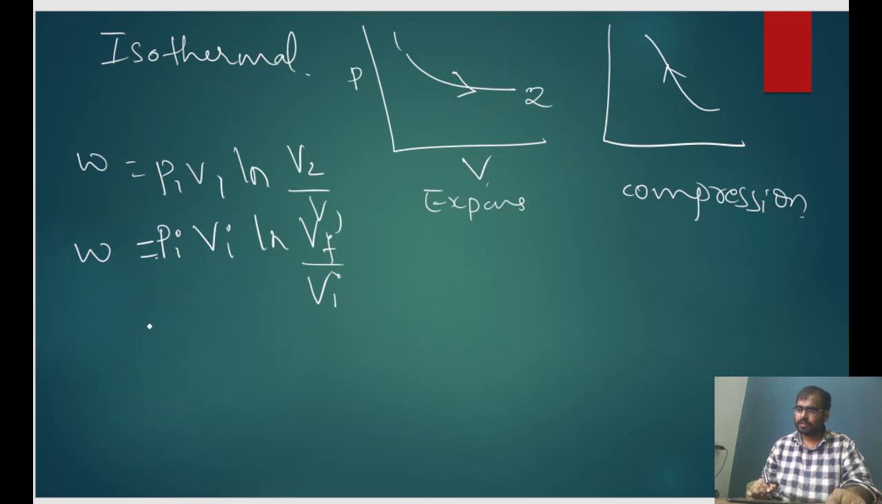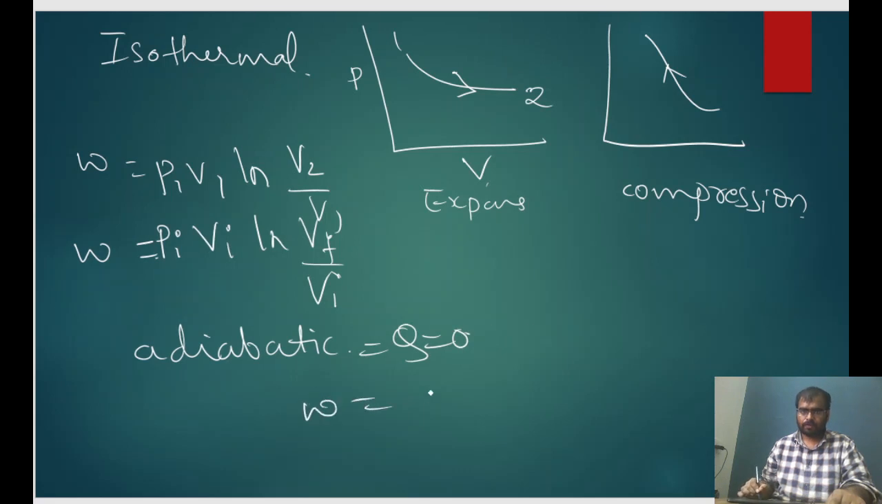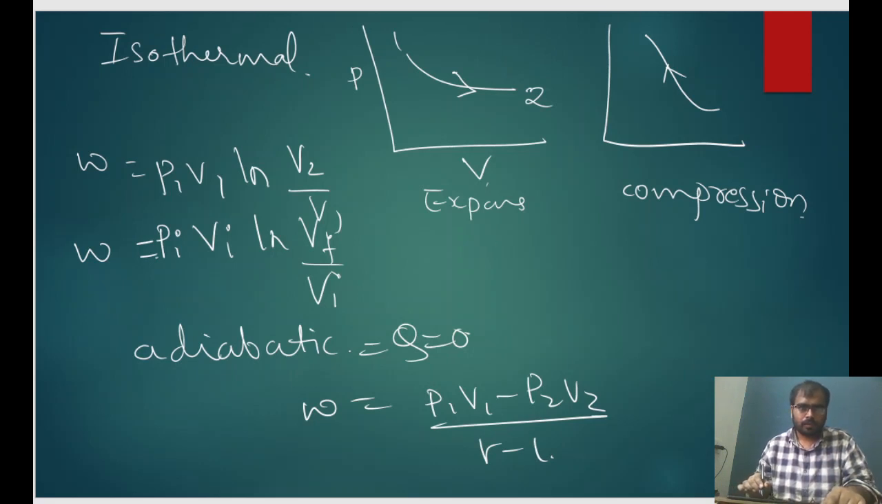Okay, next process is the adiabatic process. In an adiabatic process, Q is equal to 0. What is the work done formula? It is (P1 V1 minus P2 V2) divided by (gamma minus 1). Okay, we move on to the next concept.